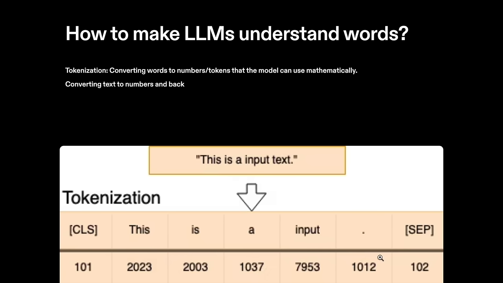So once you've assigned the unique number, you also need to tell the LLM when to actually stop generating, otherwise it'll be stuck in an input loop. And that's why you have this stop token here.